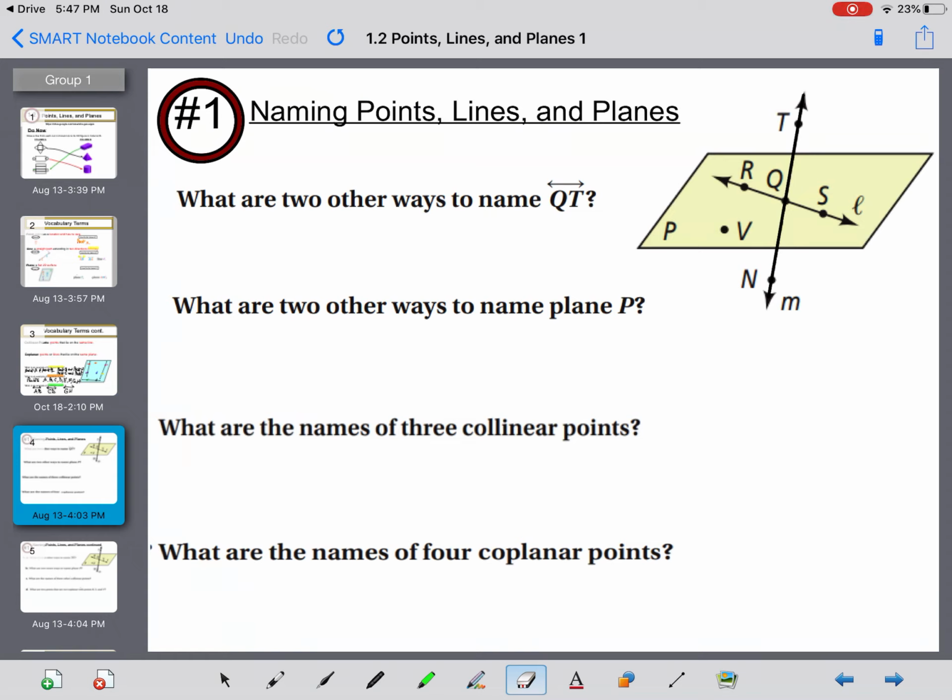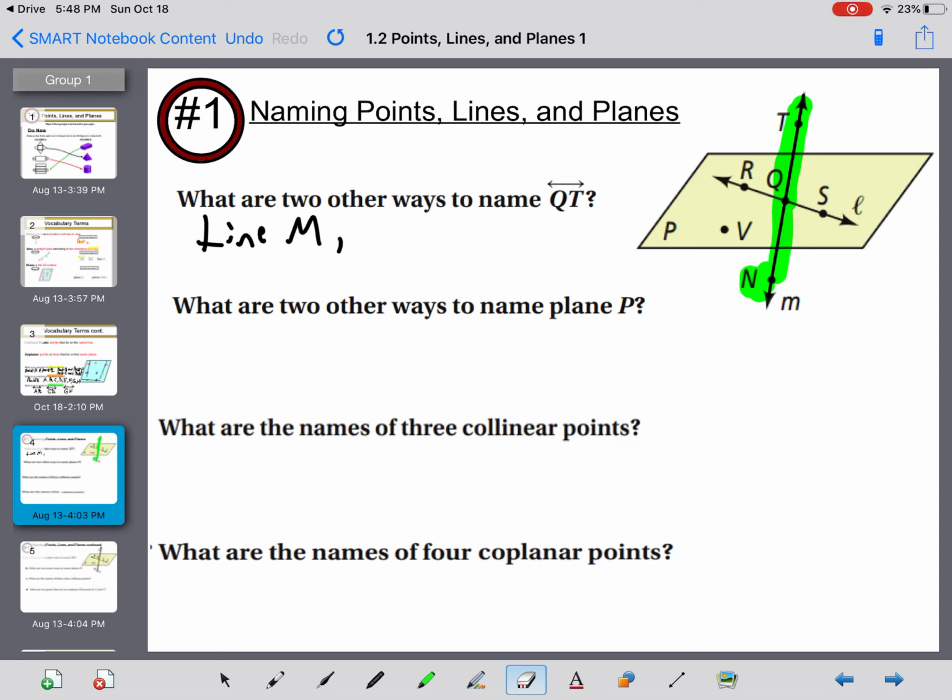So, naming points, lines, and planes continued. What are two other ways to name line QT? Notice QT is here, but that line extends all the way this way. There's a few different ways to classify this. The first one would be to choose the non-distinct point or letter that doesn't have a point. Okay, this letter M does not have a point. Line M.